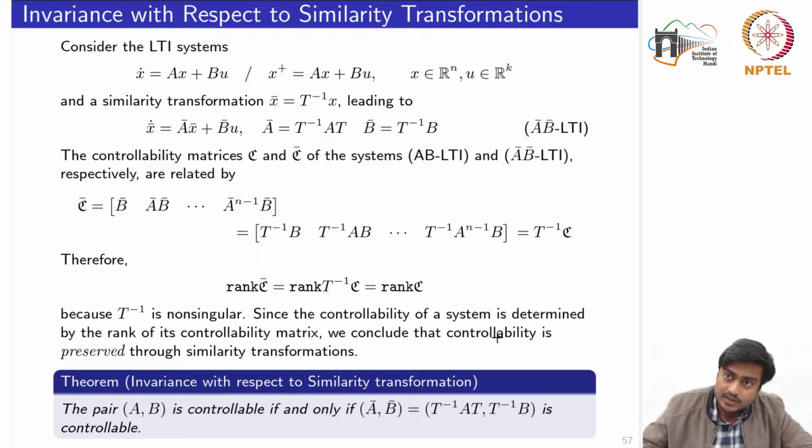Okay, and this is the key result: either you say that the controllability is invariant under any similarity transformation, or you say the pair (A, B) is controllable if and only if the pair (A bar, B bar) is also controllable, where A bar and B bar are given in terms of A, B and the similarity transformation matrix. So the proof of this theorem is in fact given above. We started with, so this is what we call the proof by construction, and then finally give the result.